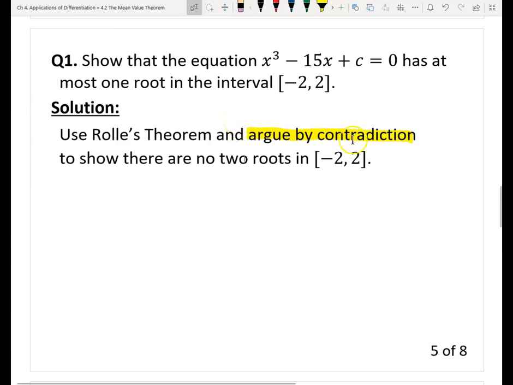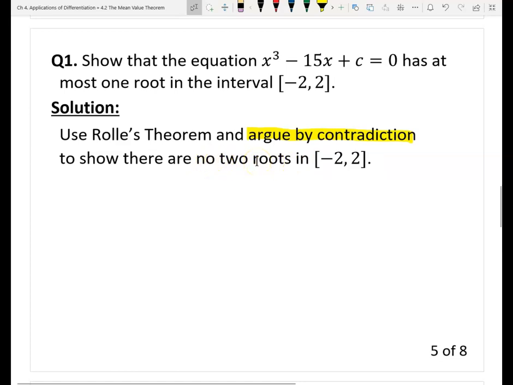If we find a contradiction, we go back to say the hypothesis is wrong. That method we call argue by contradiction. So for our question, we are going to set up the hypothesis which is opposite to what we need to prove. We need to prove there is at most one root, which means we have to prove there are no two roots. So the hypothesis opposite to this is there are two roots.